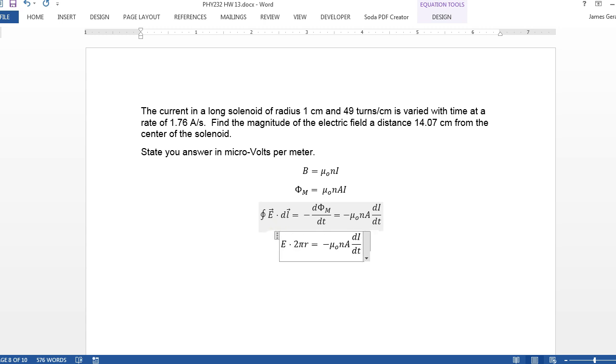And so we want the electric field out here, away from the center of the solenoid. All we have to do is solve for E, which is mu naught n A dI dt over 2 pi r. I took out the negative because we're after the magnitude. Make that look a little prettier. And there you go. And that's how you get there. I hope this works for you.